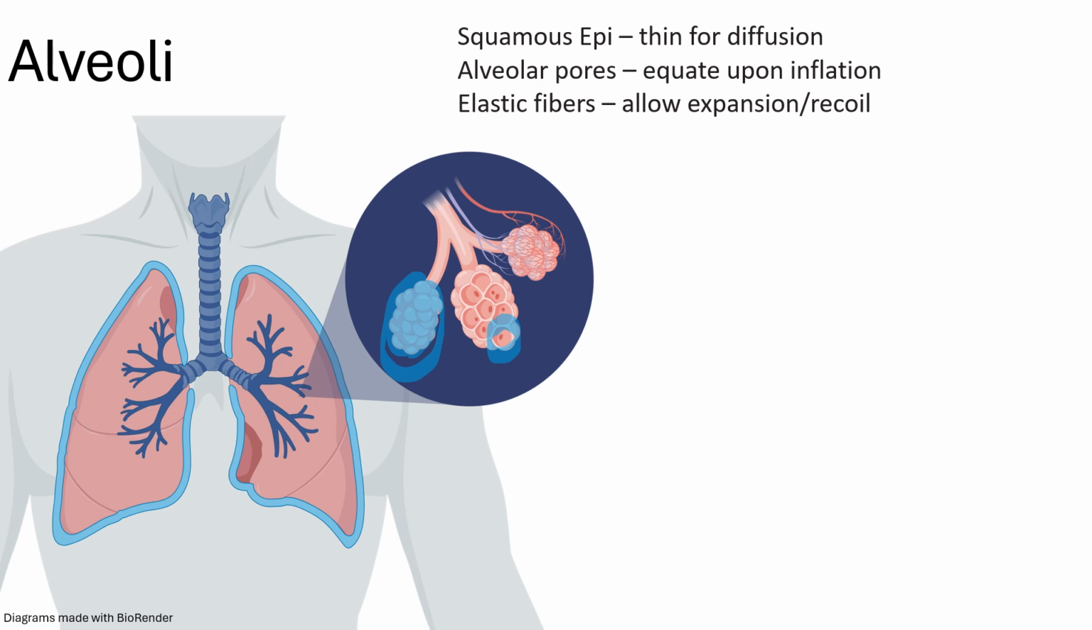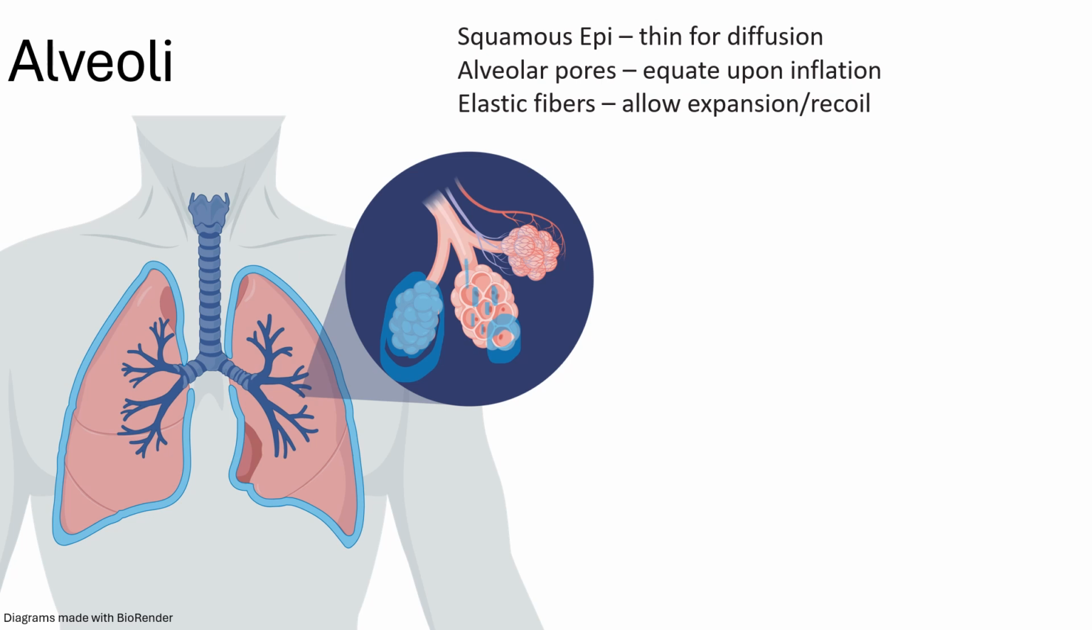The thinness of the cells that surround the alveoli, or make them up, allows for a very short distance of diffusion for oxygen and carbon dioxide, right? You can see in this picture here that there are some holes that seem to be connecting the alveoli like hallways. These are called alveolar pores, and they equate the pressure in each alveolus so that they all inflate together.